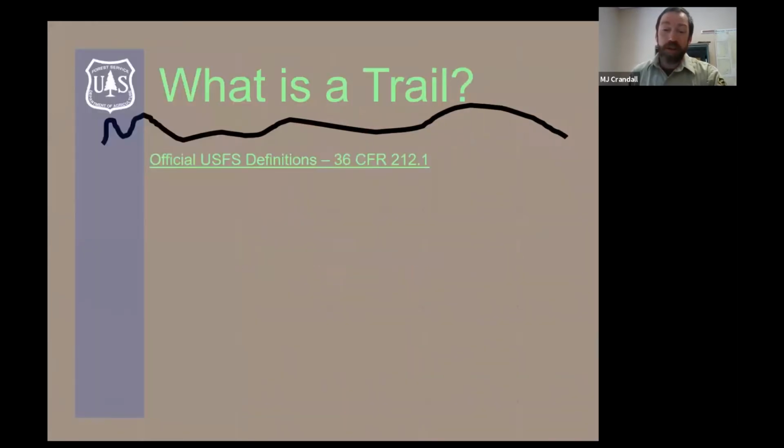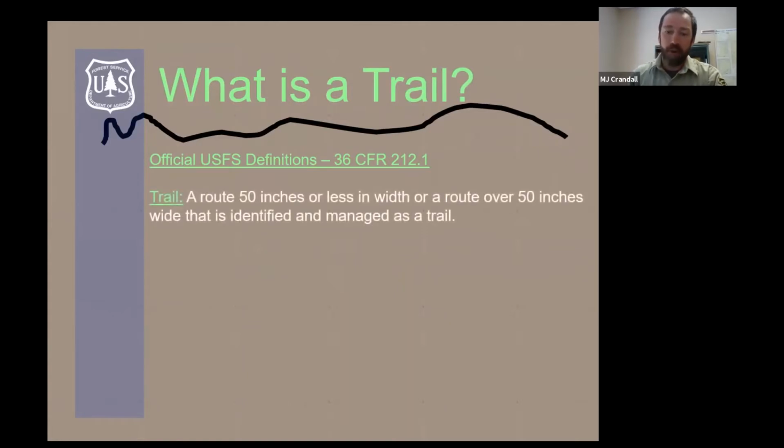So let's start with what is a trail? What is a definition of a trail? I think we all know a trail when we see it, but from our perspective, there is a very specific definition in the Forest Service, and that is any route that is less than 50 inches in width that crosses the landscape. That's a trail. We may look at trails that are wider than 50 inches for specific reasons, particularly like motorized trails. But that's a pretty specific management decision.